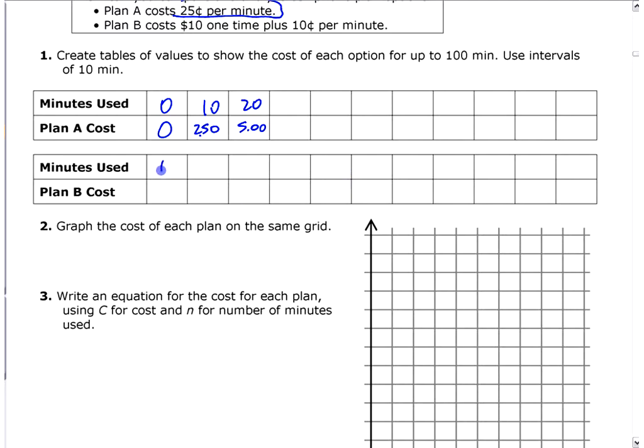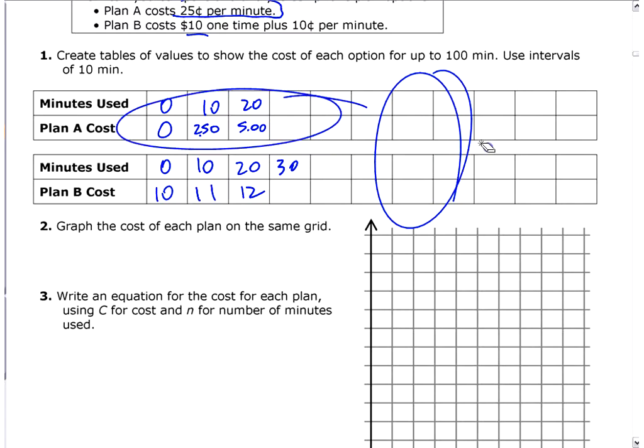Whereas this one, you use 0 minutes, you're still paying $10. Even if you don't use the minutes, you're paying $10 as your fee for the month. But then at 10 minutes, you're only paying $11, right? 20 minutes, 12, 30 minutes. So eventually you find somewhere in here, this one catches up to the other one.